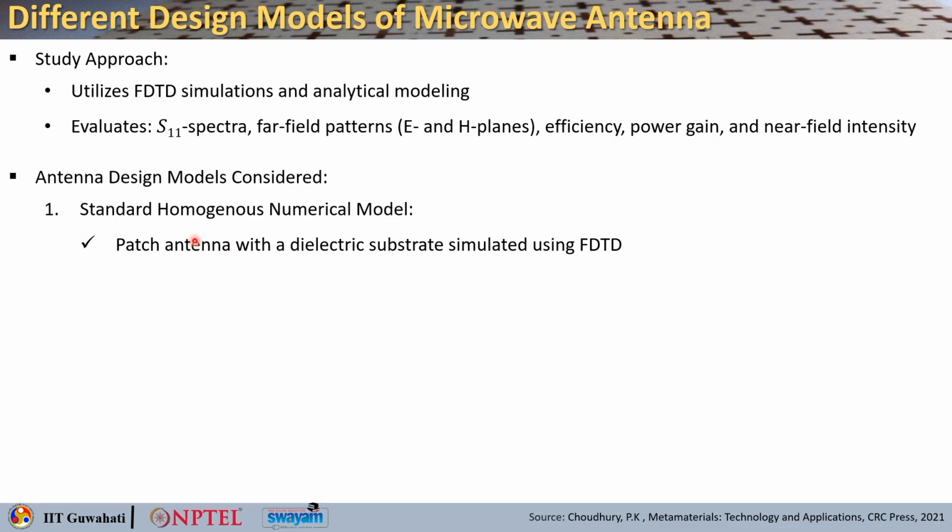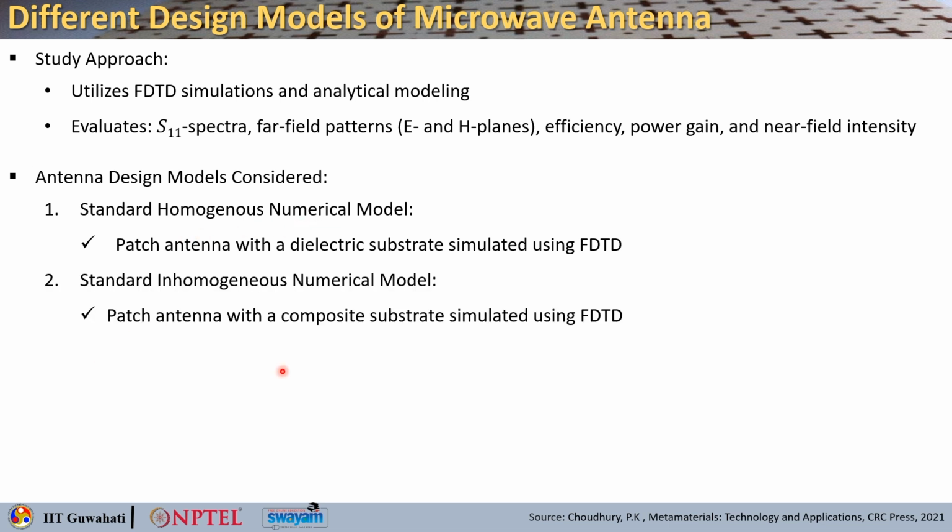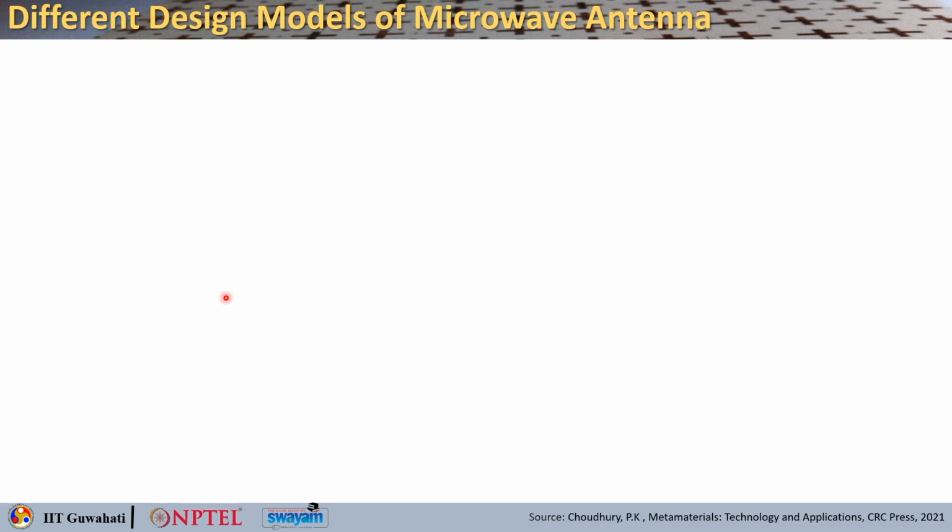The first model considers the FDTD simulation for patch antenna with dielectric substrate. So, let us call it standard homogeneous numerical model. The second model basically corresponds to FDTD simulation for patch antenna with composite substrate. So, we will call it standard inhomogeneous numerical model or design.